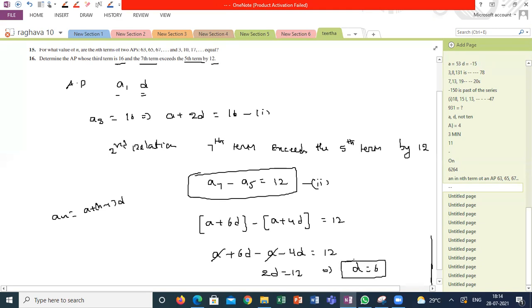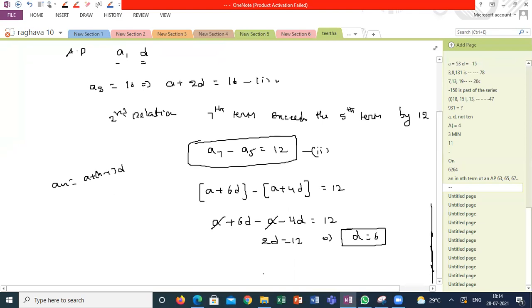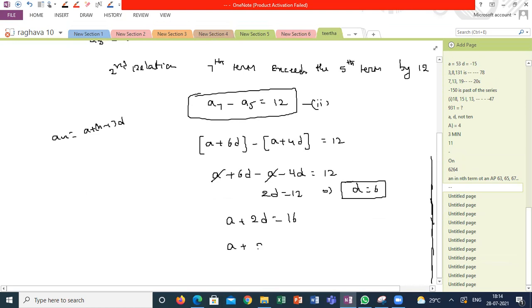If D is equal to 6, using this relation, I can calculate the A value. Substitute the D value in equation 1, then I will get A. We know A3 is 16, so A plus 2D is equal to 16. From here, what is the A value, guys? A plus 2 into 6 is equal to 16. A is equal to 16 minus 12, that is 4. So A is equal to 4, D is equal to 6.